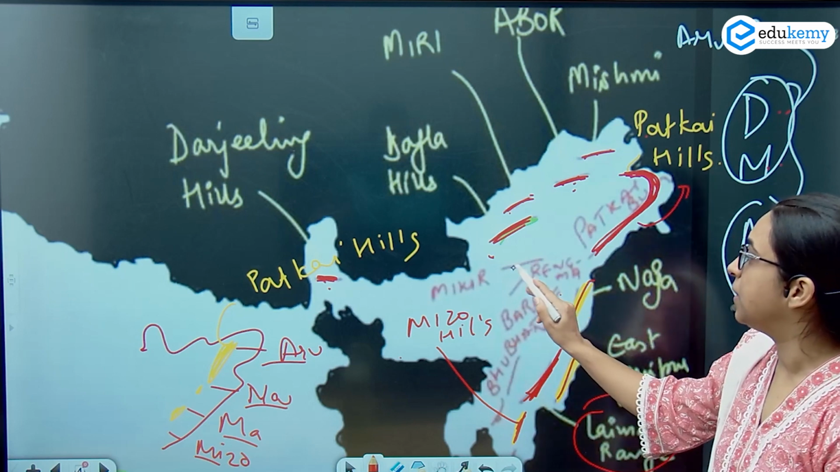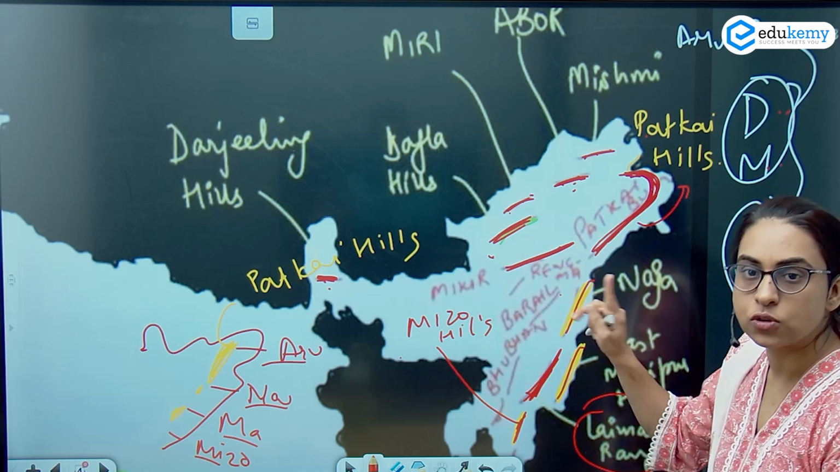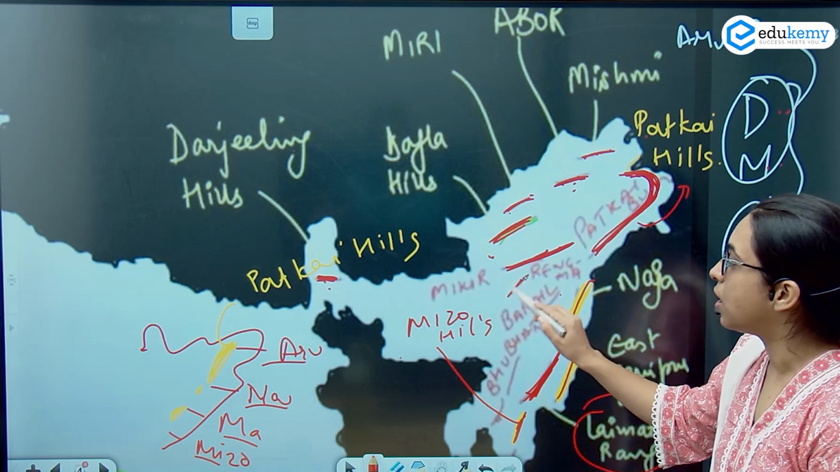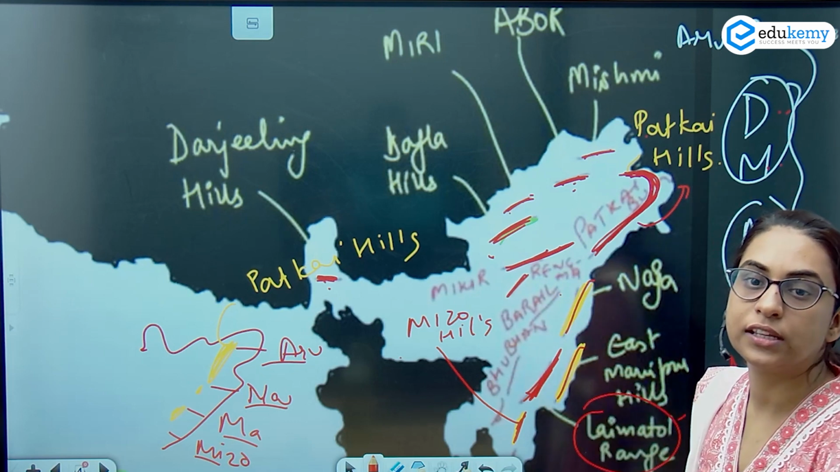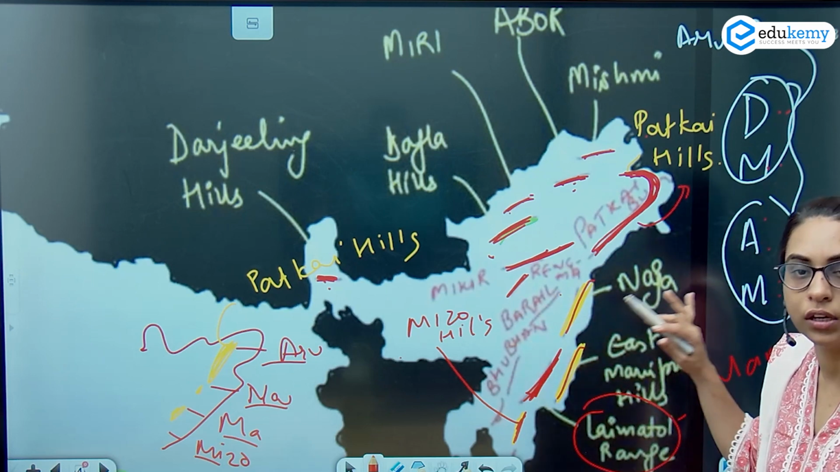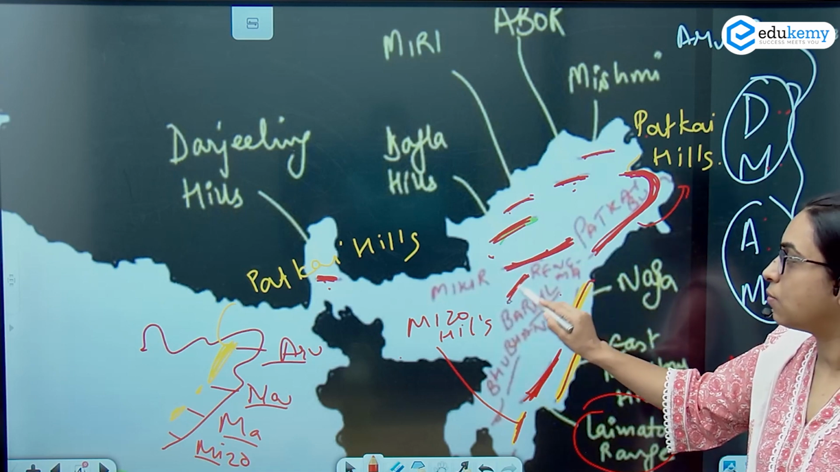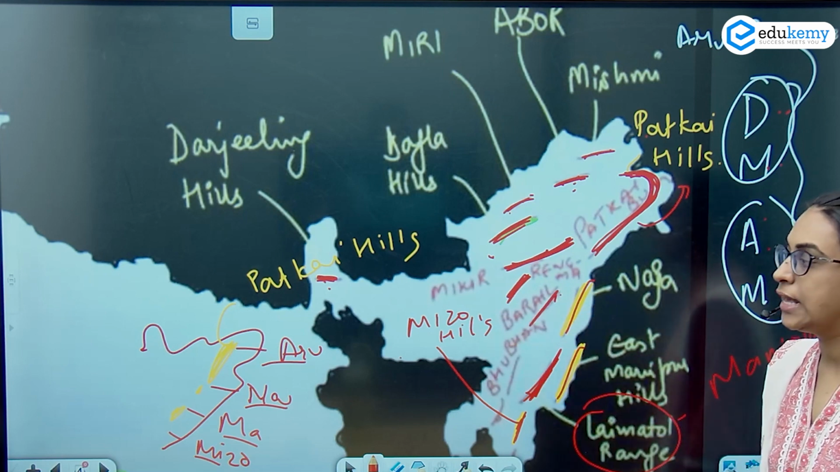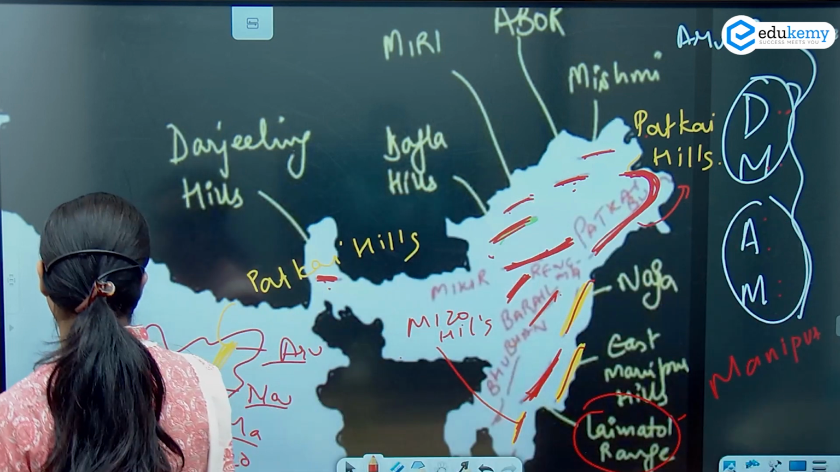You have the Mikir range. We will see where it is; it is not in one state, it's across 3 states. So Mikir range, Rengma range. If you have your atlas, you can find these there. If you don't find them in your atlas, we are at least showing it to you here. So Mikir range, Rengma range, Barel range. These are the hills of the northeast.